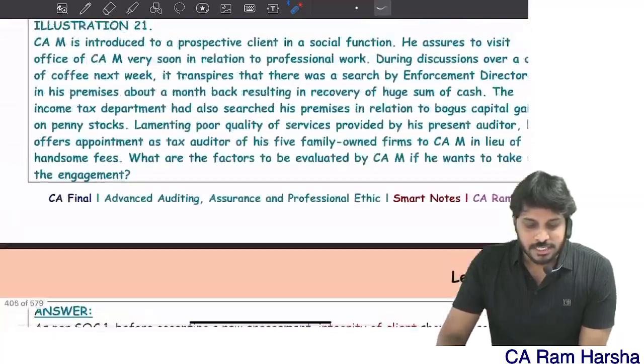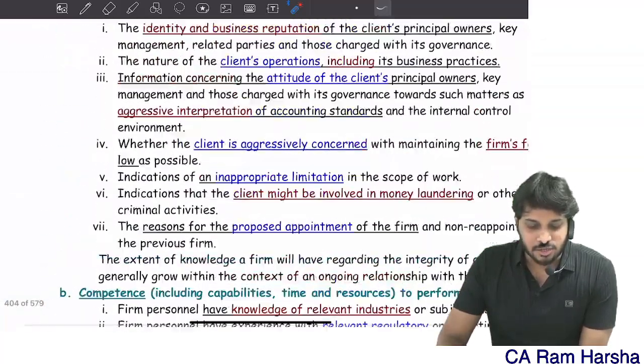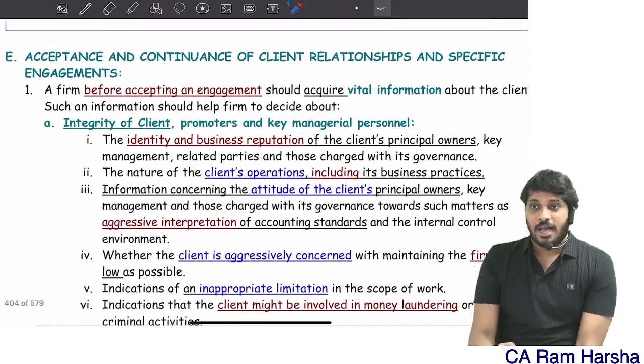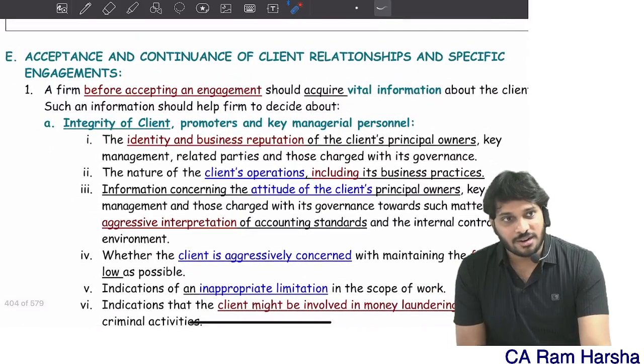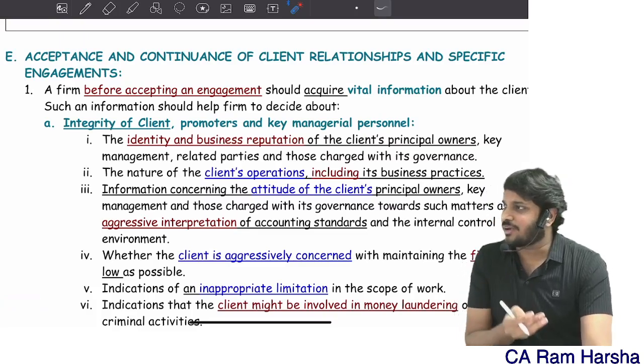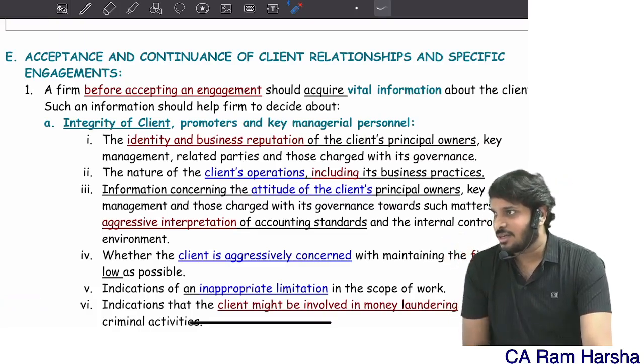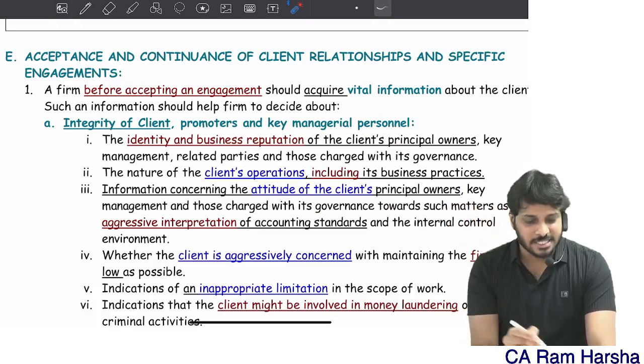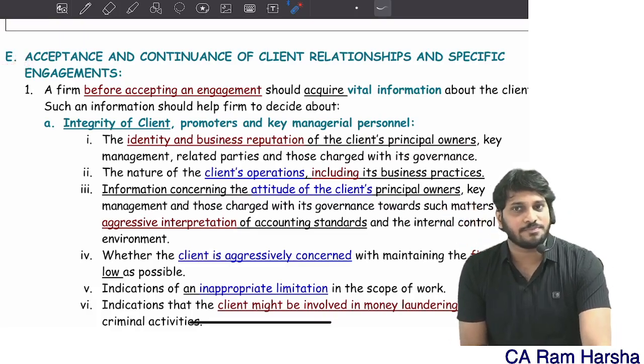So first let us discuss acceptance and continuation of client relationship. Acceptance and continuation of client relationship. In the recent May 24 exam, the first question is this only. And every time whenever I discuss this standard, the first point I tell is this only.